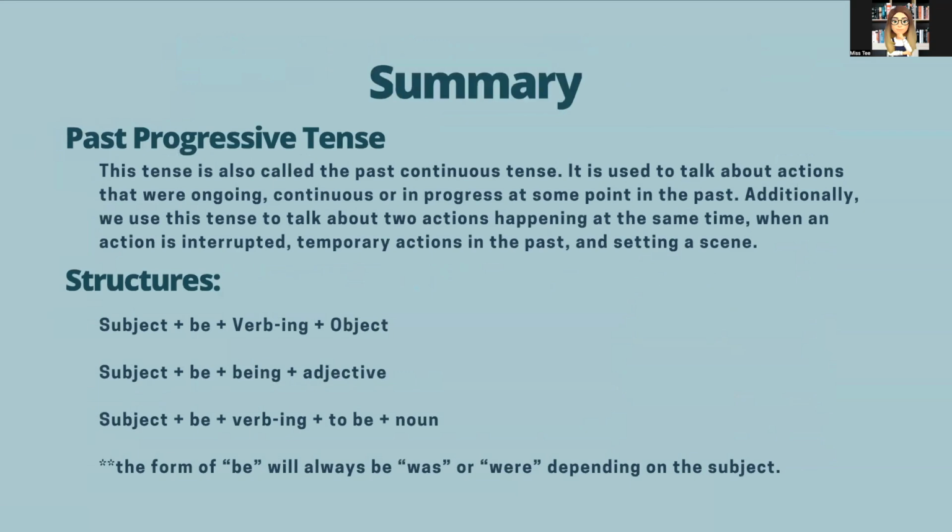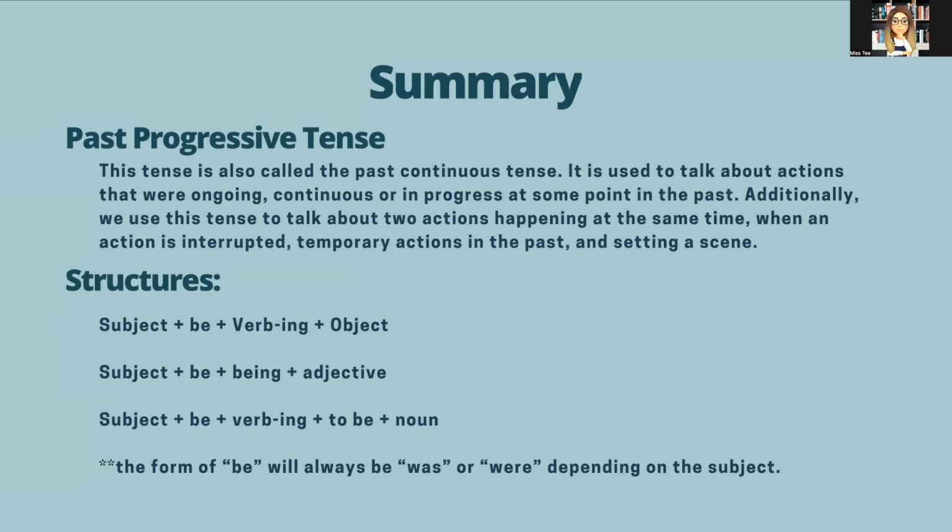So a summary, past progressive tense. This tense is also called the past continuous tense. It is used to talk about actions that were ongoing, continuous, or in progress at some point in the past. Additionally, we use this tense to talk about two actions happening at the same time, when an action is interrupted, temporary actions in the past, and setting a scene.